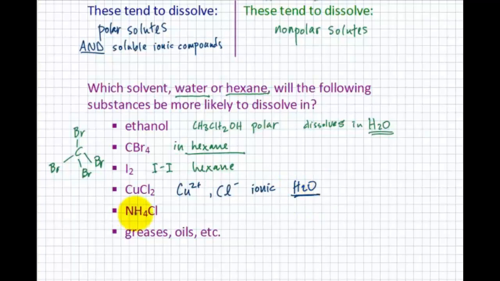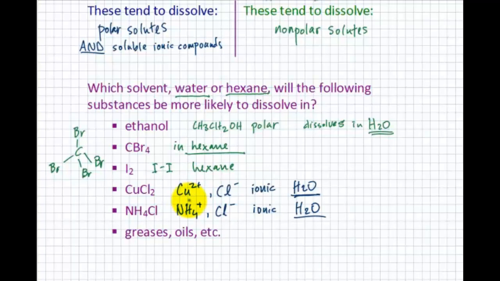Be careful with NH4Cl because it looks like it's molecular, right? It's all nonmetals, but you have to recognize that NH4+ is a polyatomic ion along with chloride, so it is also ionic and would dissolve in water, if anything. Okay, so be on the lookout for polyatomic ions like NH4+, the ammonium ion.